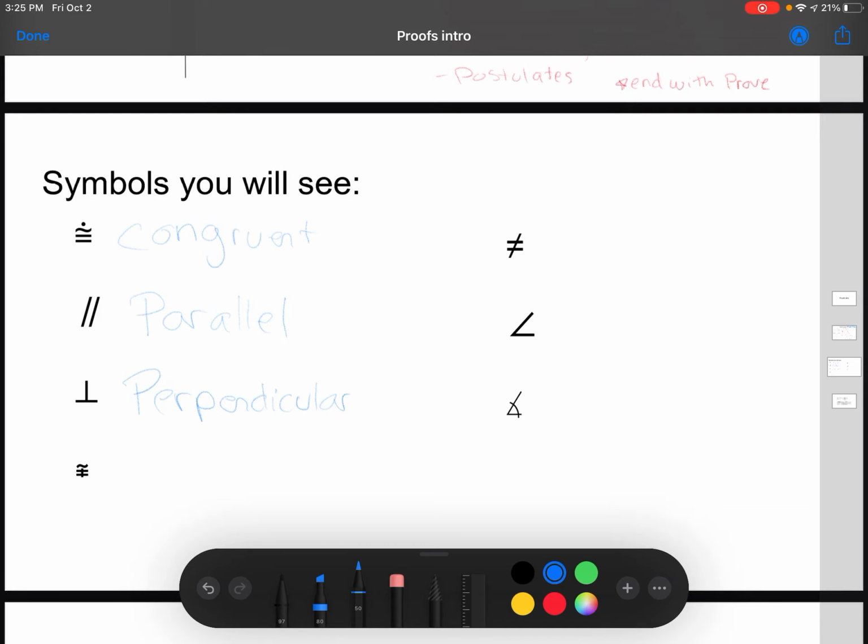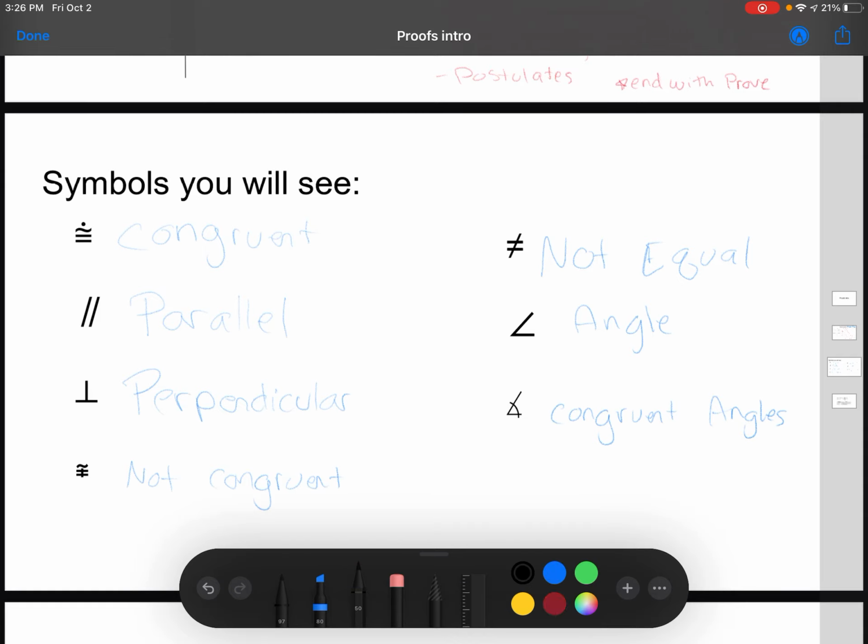The next one, if you've got the symbol for congruent but with a line through it, means they are not congruent. Same thing, the next one is an equal sign with a line through it. If there's a line through it, then it's not equal. Next, we have the angle symbol. The next one looks like an angle symbol with an extra piece. This just means congruent angles.